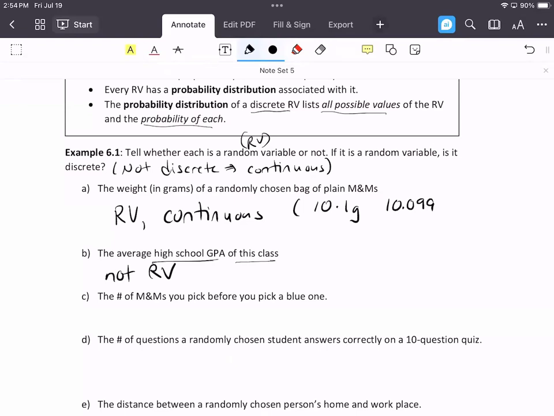How about C, the number of M&Ms you pick before you pick a blue one? Personally, I like blue M&Ms. I think they taste different than the brown ones. People disagree, but I don't know. Number of M&Ms you pick before you pick a blue one. All right, let's think. I could pick one and it's red. I could pick a second one and it's yellow. I could pick a third one and it's green, so on and so forth until I get to a blue one.